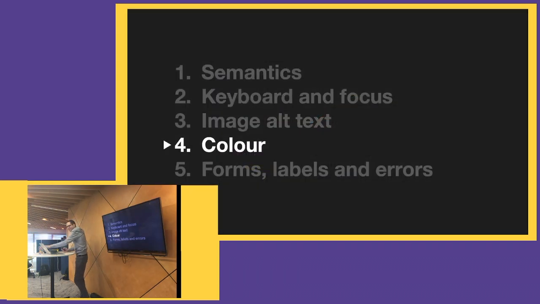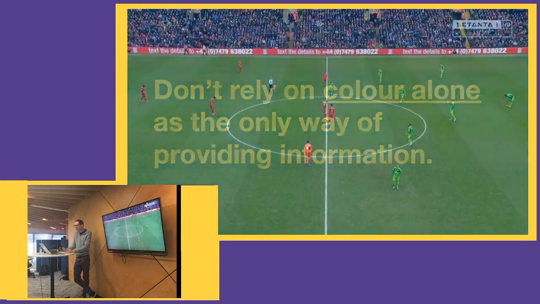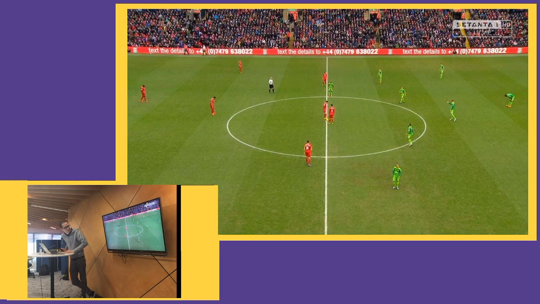Jumping onto colour. Colour is a great way of providing information. It's a nice visual way of providing information, but we can't rely on it as the only way of providing that information. So a football match, I don't know who these teams are, I'm afraid. A red team and a green team. So you can see at a glance which player belongs to which team, unless you're blind and then you can't see at all, so you lose that information completely.